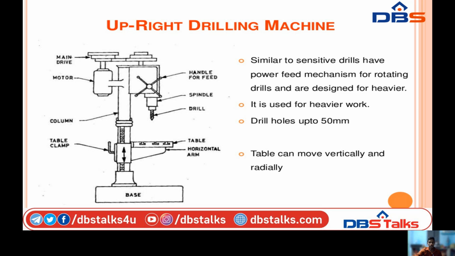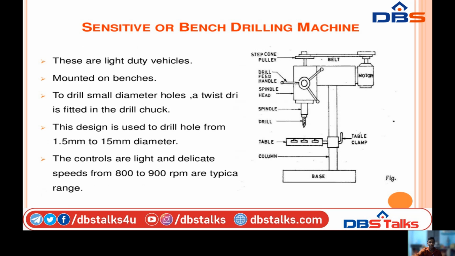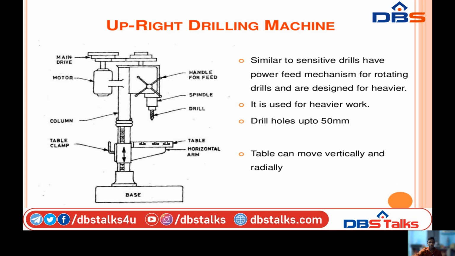In this, we can drill holes up to 50 mm. Observe this: in the portable drilling machine, we can generate 12.5 mm diameter holes. In the sensitive, 1.5 mm to 15 mm. Coming to the upright drilling machine, we can drill up to 50 mm. The table can move vertically and radially.